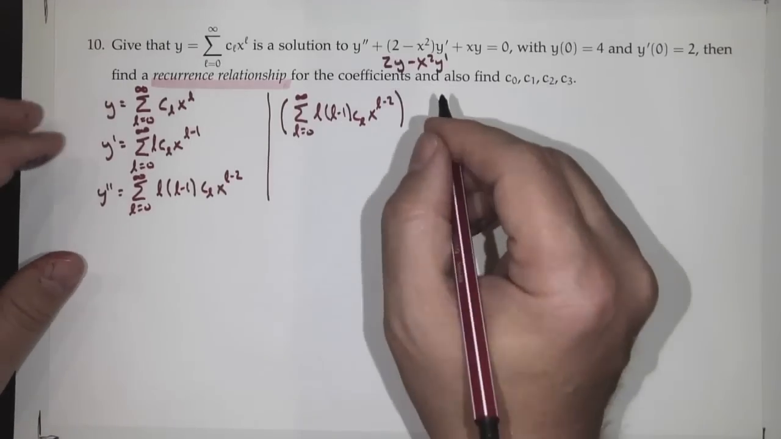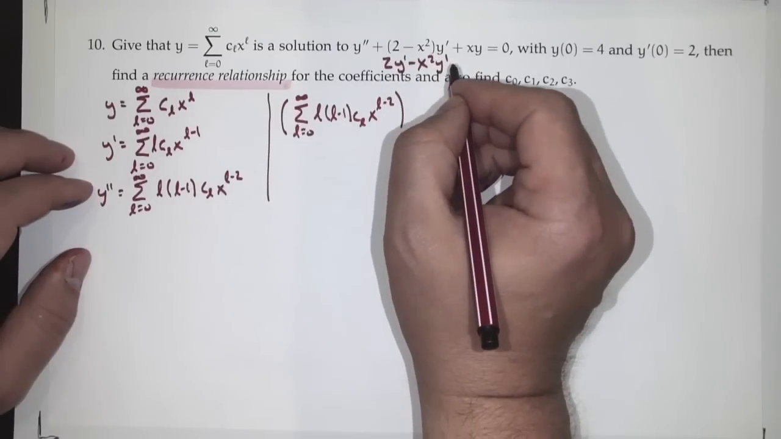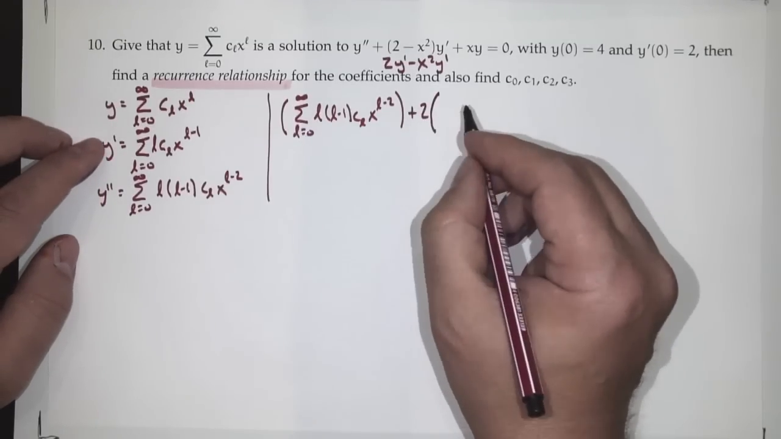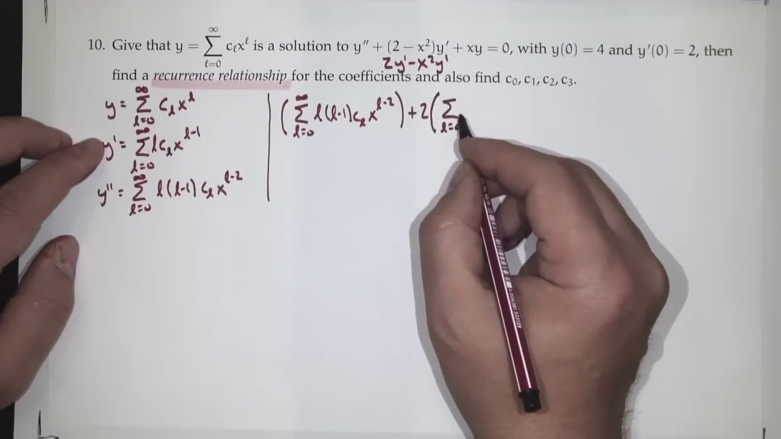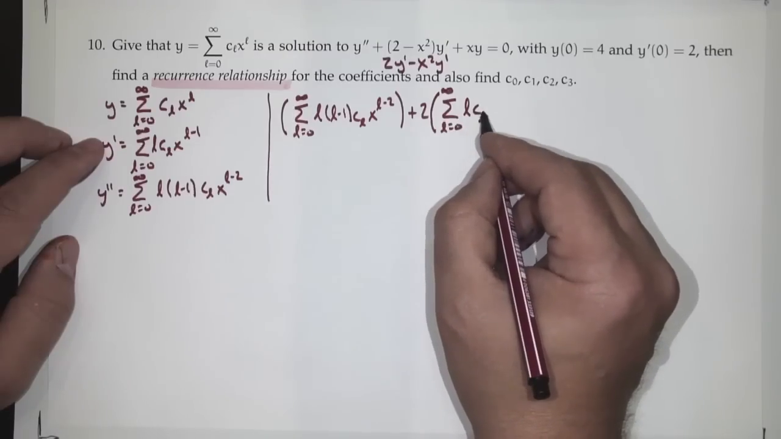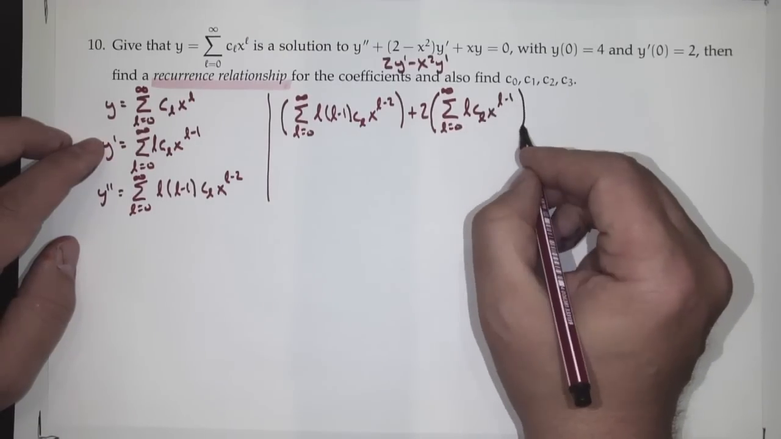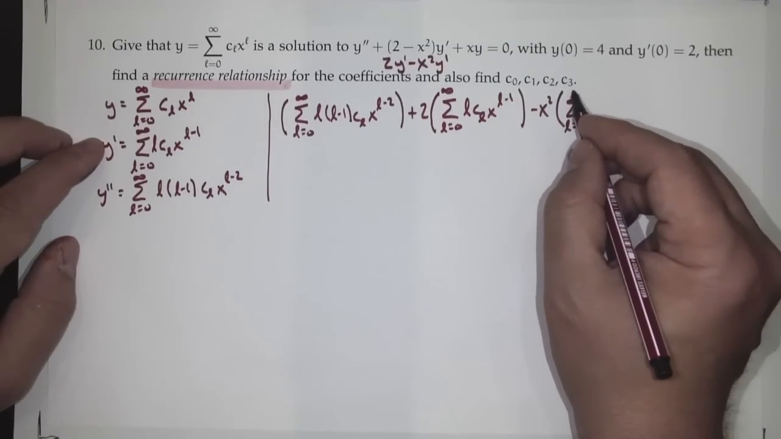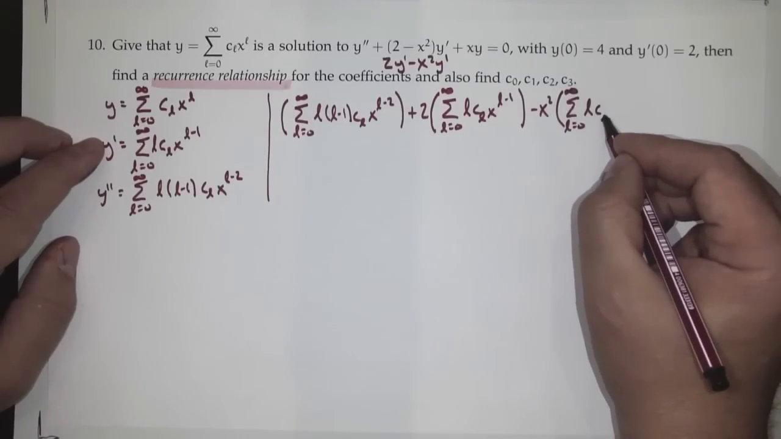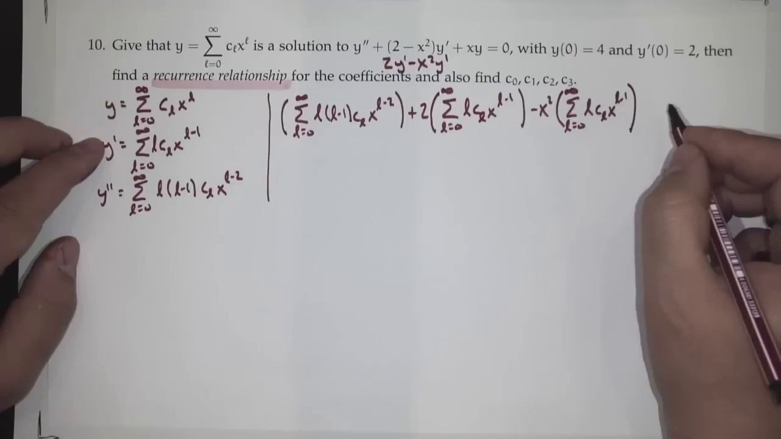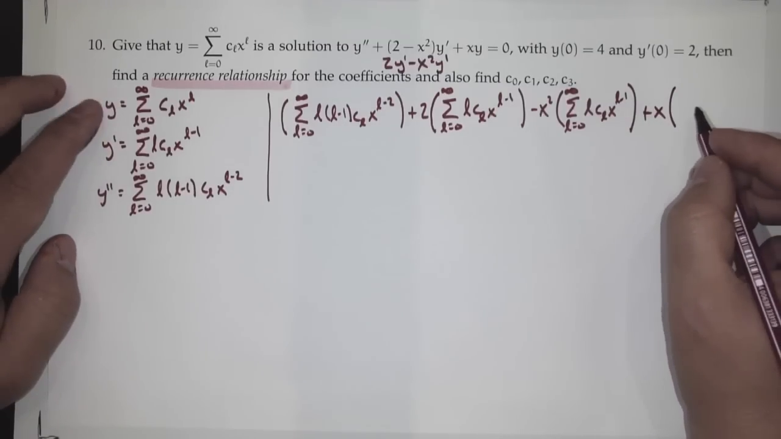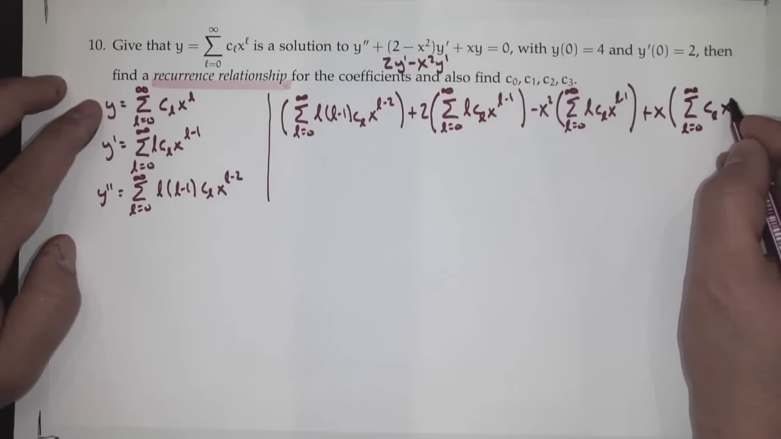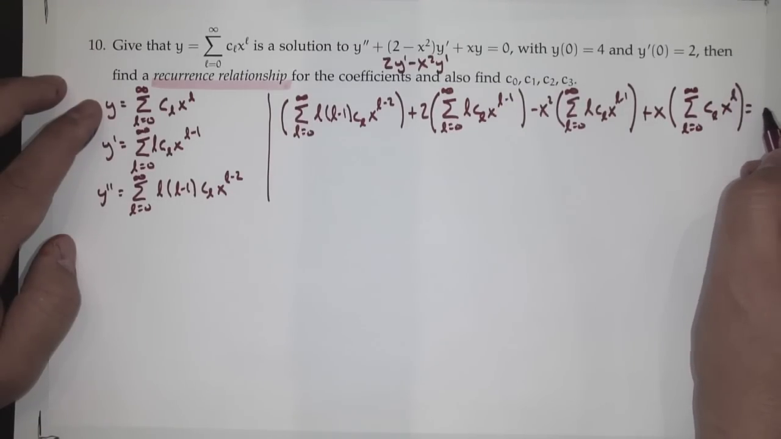So I'm going to write 2y prime minus x squared y prime. So plus 2 y prime, L equals 0 to infinity, L c sub L, x to the L minus 1, minus x squared, sum L equals 0 to infinity, L c sub L, x to the L minus 1, plus x times our y, L equals 0 to infinity, c sub L, x to the L. All of this equals 0.